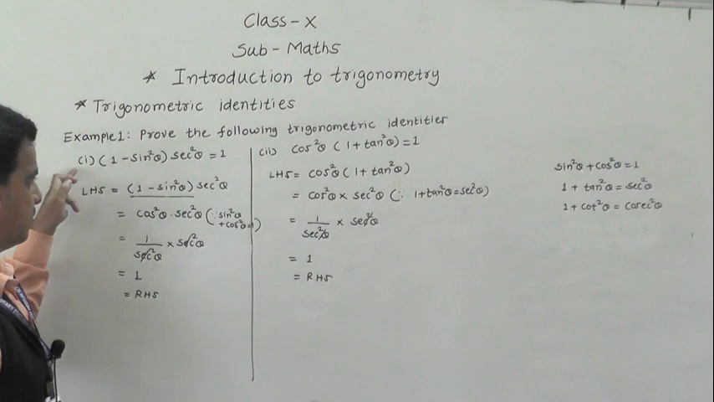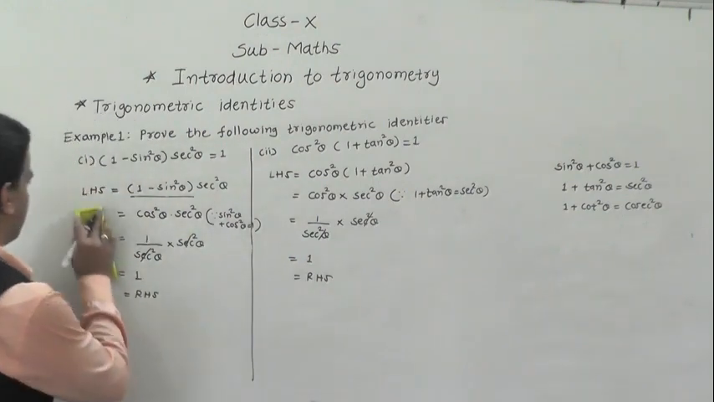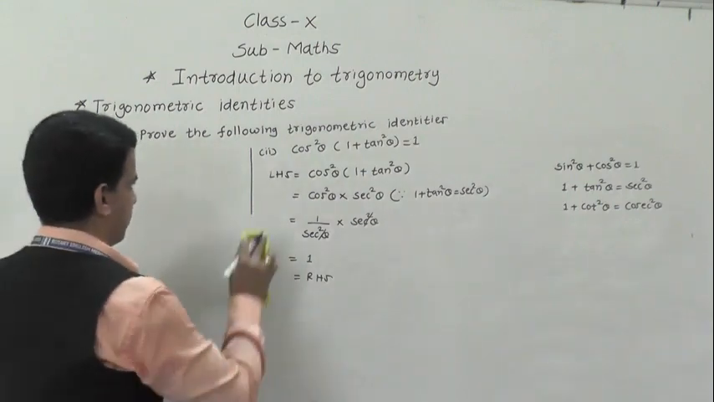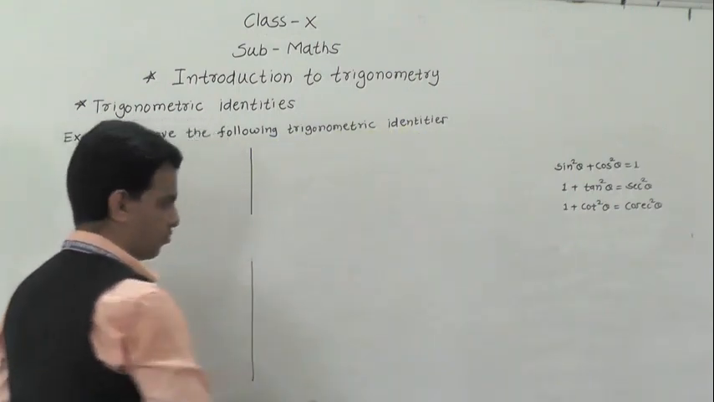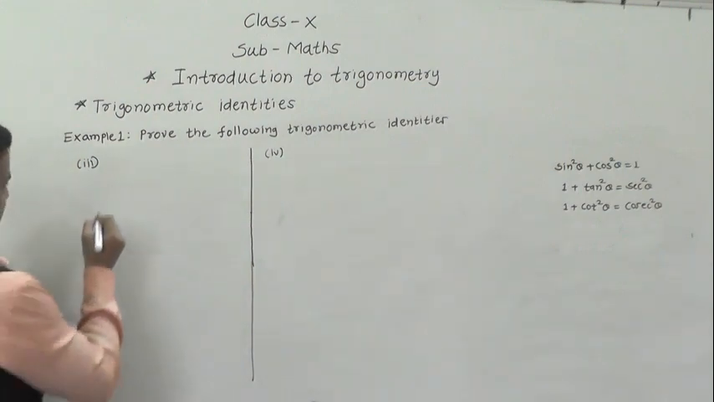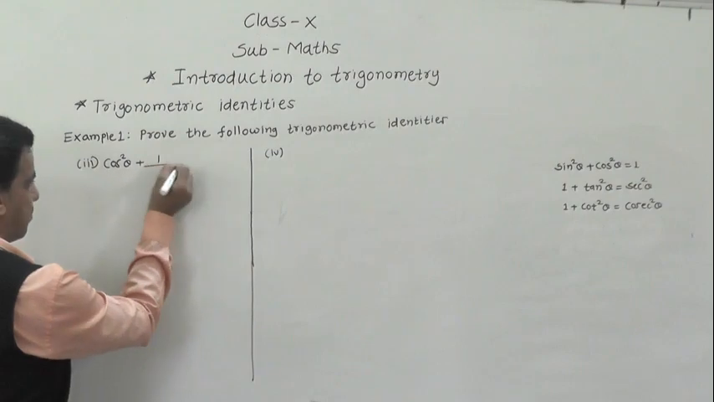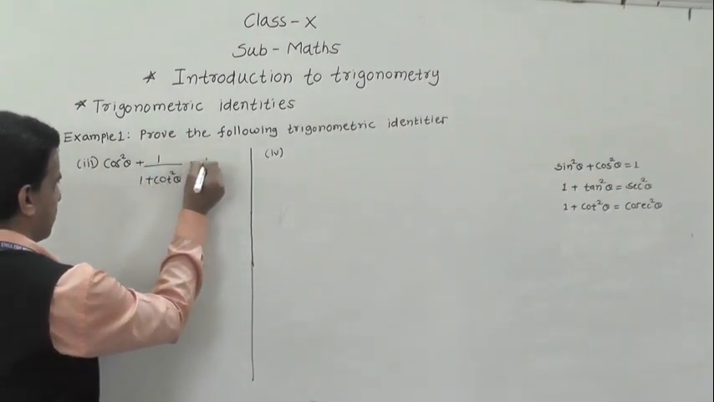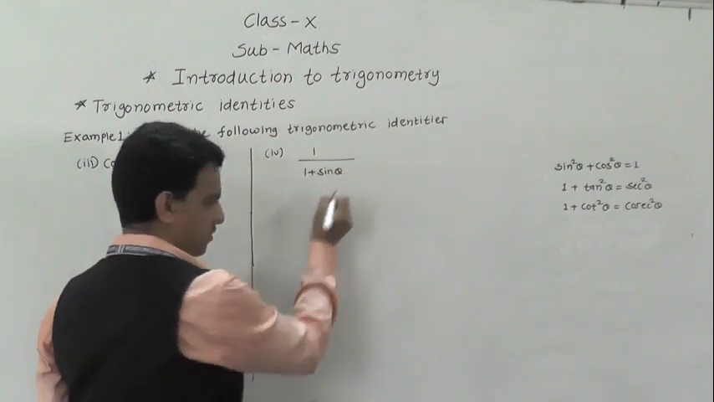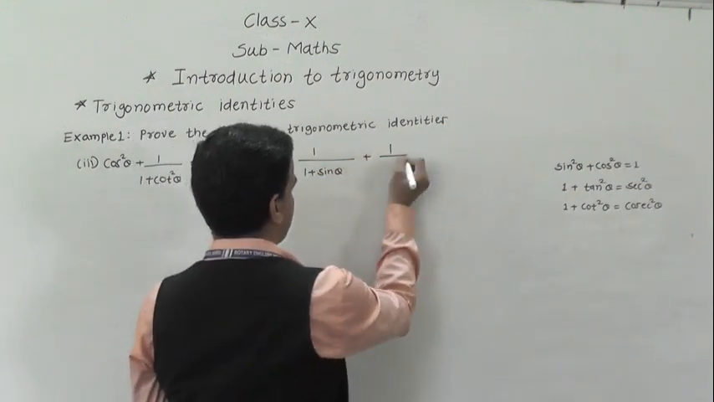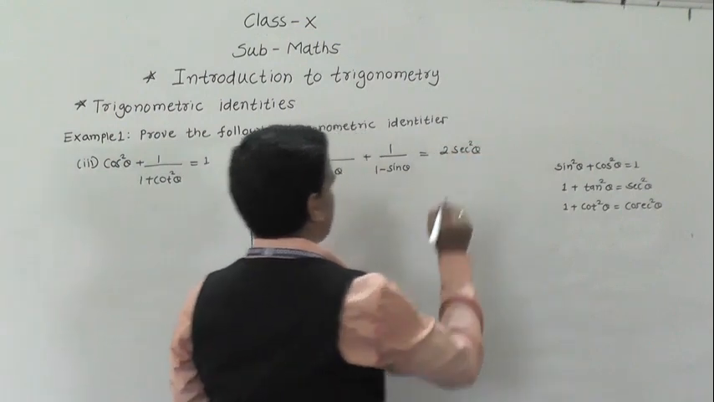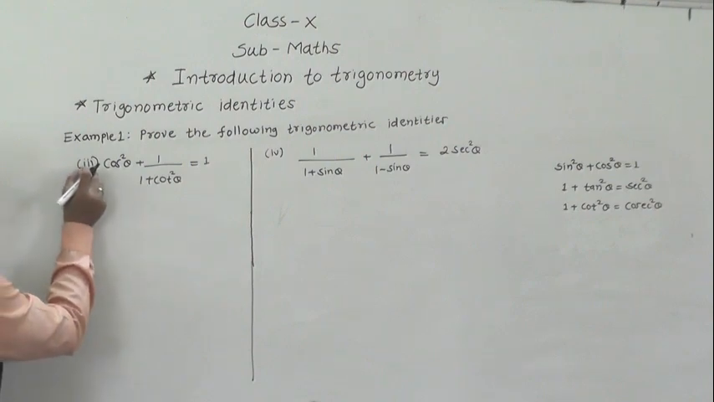Okay. Now I am taking the next sub question, that is the third sub question. Okay, I am rubbing this also, and here I am taking the fourth one. So the third one, that is cos square theta plus 1 upon 1 plus cot square theta is equal to 1. And the fourth one, that is 1 upon 1 plus sin theta plus 1 upon 1 minus sin theta is equal to 2 sec square theta. Okay. Now we will take this first sub question.